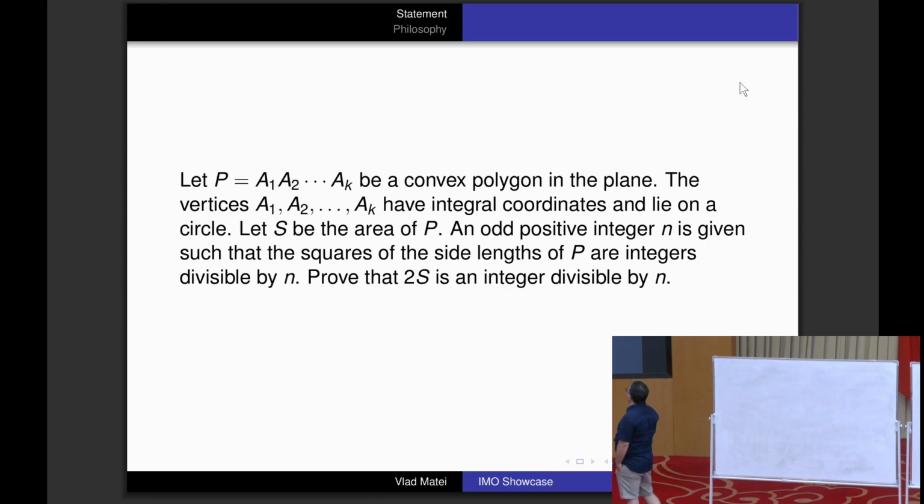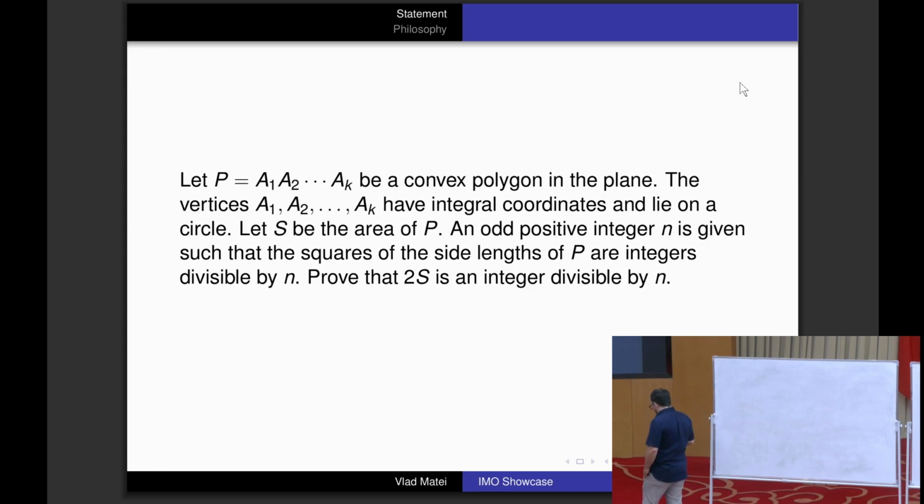You have a convex polygon in the plane. You know that the vertices have integral coordinates, and they are on a circle. S is the area of the polygon, and you're given an odd positive integer n such that the squares of the side lengths of P are integers divisible by n. And you want to show that twice the area is also divisible by n.